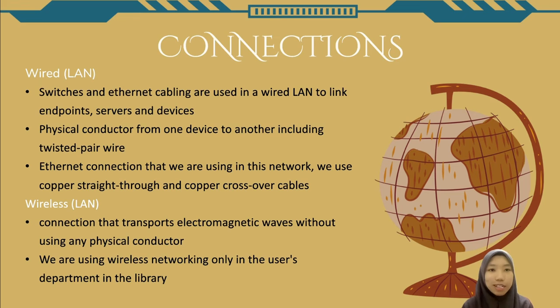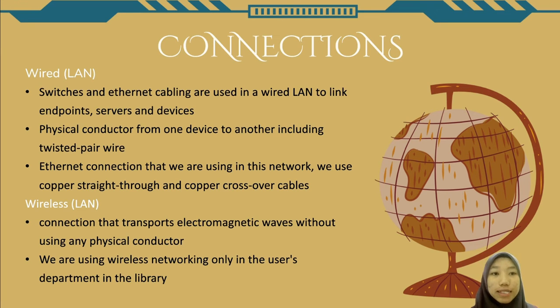It is a physical conductor from one device to another, such as twisted pair wire. To give more details about the connections that we are using in this network, we use copper straight-through and copper crossover cables. A wireless LAN is a wireless computer network that connects two or more devices together to develop a local area network in a specific location.